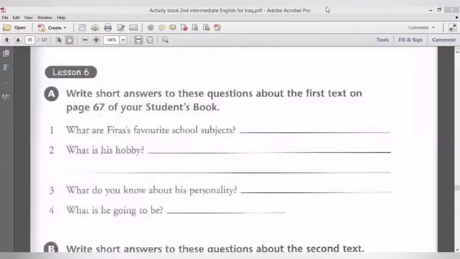Now, number three, what do you know about his personality? What is meant by personality? Yes, so what do you know about his personality? Yes, exactly, patient. He is very patient. Exactly. So now the other one. What is he going to be? A zoologist. Yes. Exactly. So now let us move to exercise B.